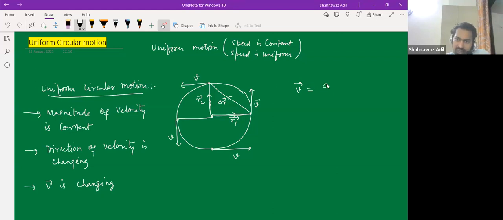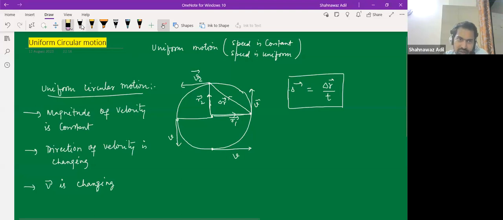Displacement upon time, guys, right? Is this clear? So let's say this is V1, and let's say this is V2. So delta V would be this, and this would be delta R by delta T. Okay.